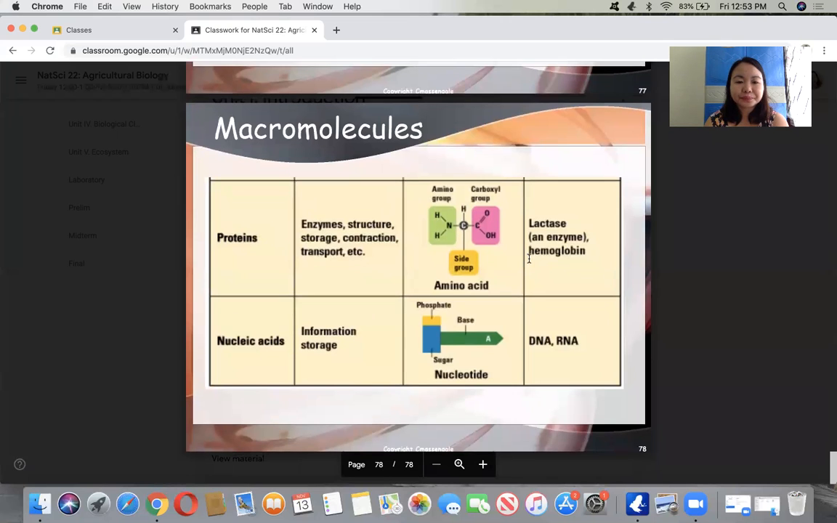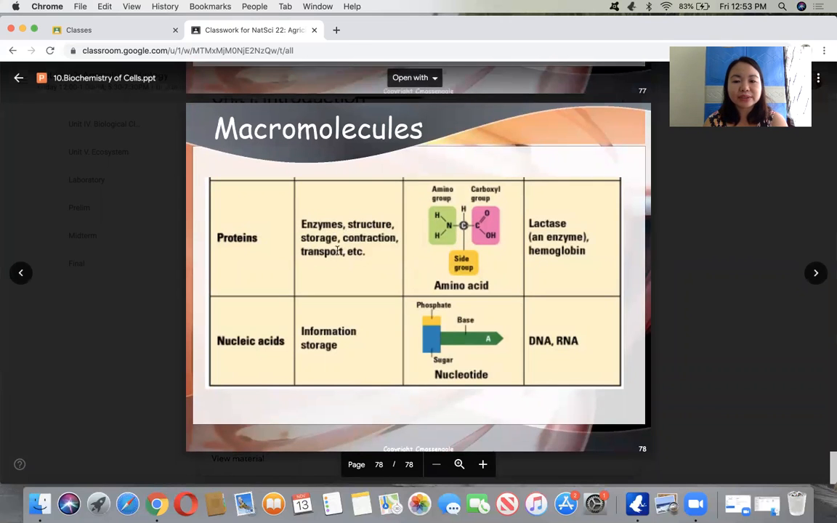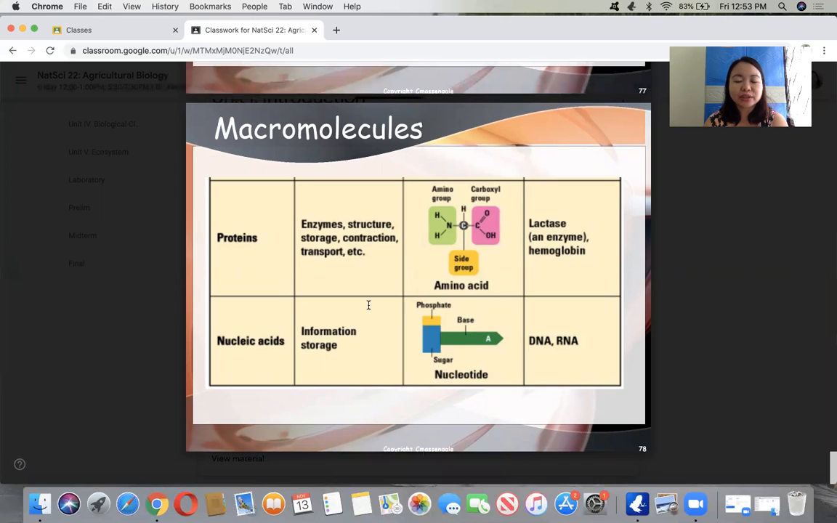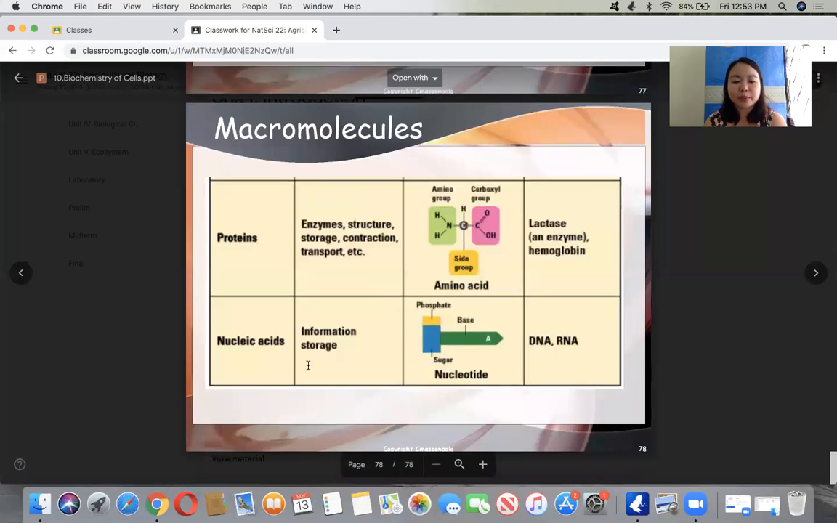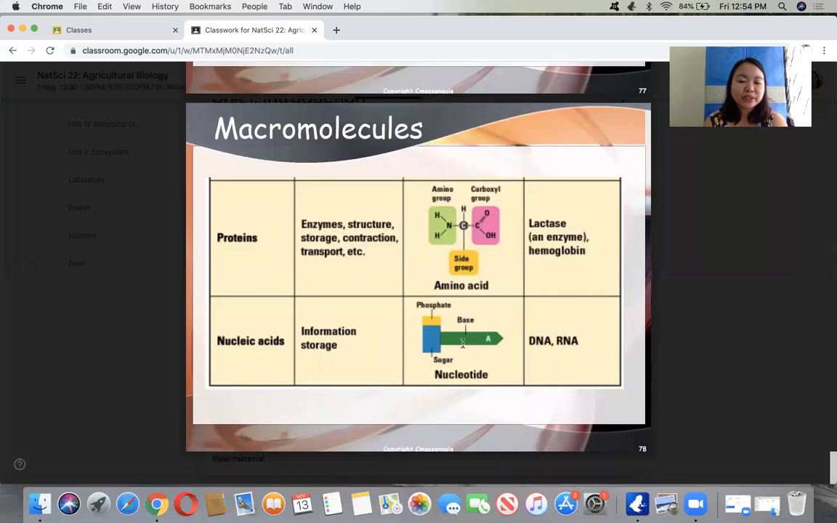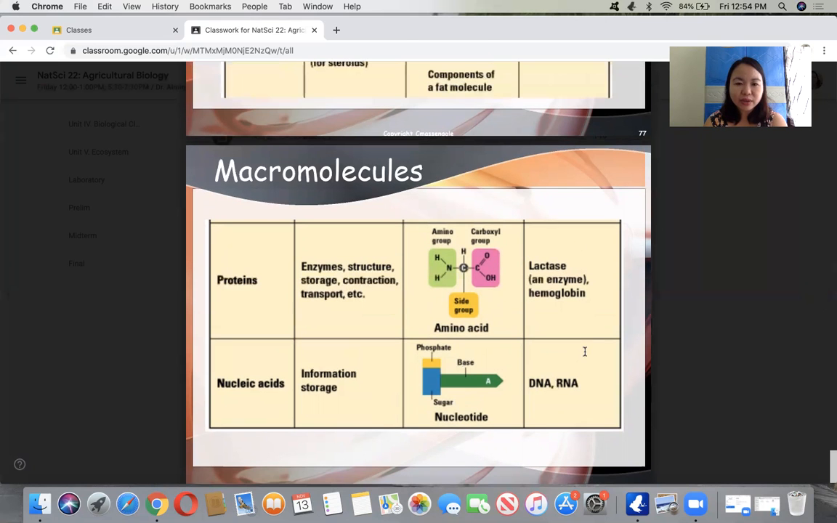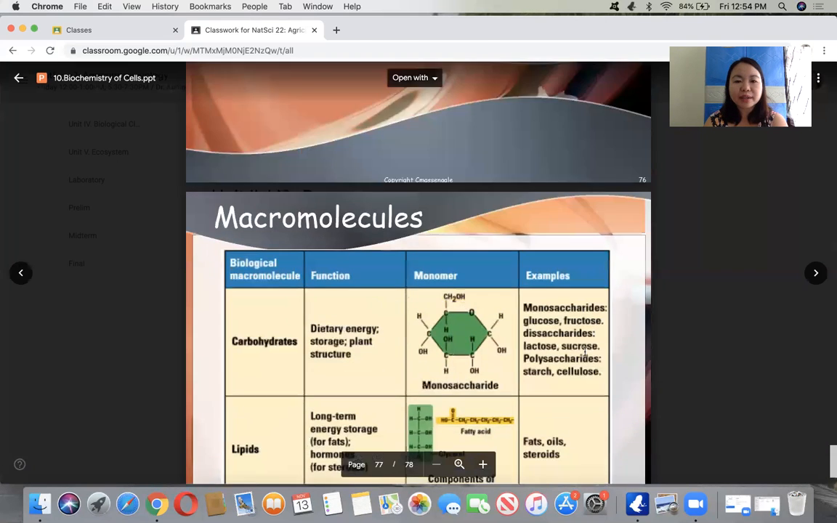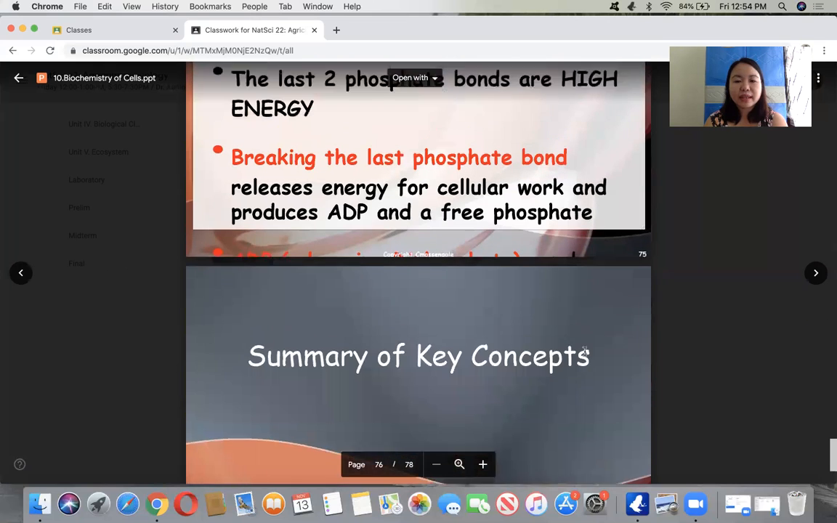And the proteins: enzyme, structure, storage, contraction, transport, and others. Examples are the amino acids, which are found in lactase, an enzyme, and hemoglobin. And nucleic acids: information storage, which contain our genetic makeup. Examples are the nucleotides, DNA and RNA. So those are the basic macromolecules of life.